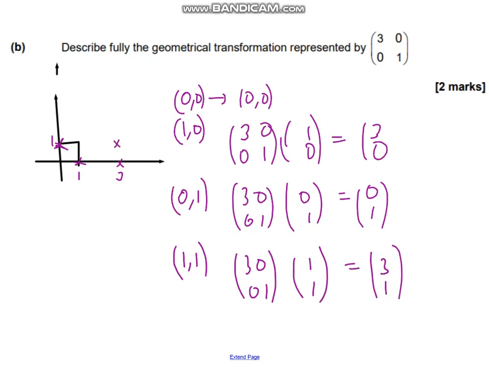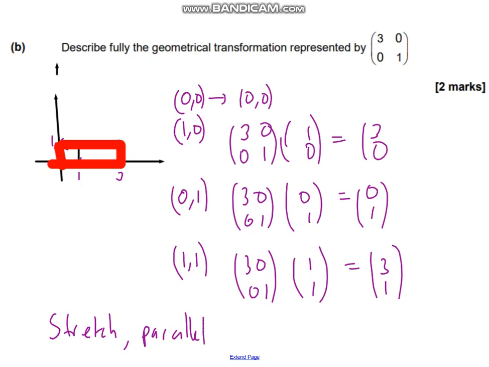So we did have this little unit square, which we put in black here. Now it's been transformed to this rectangle here. What's that transformation? Well, that is without a doubt a stretch parallel to the x-axis, or in the x direction, with scale factor 3. Okay, good.